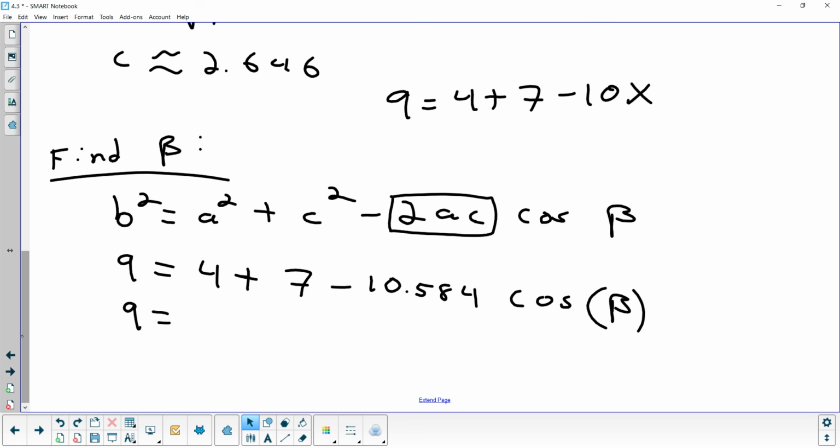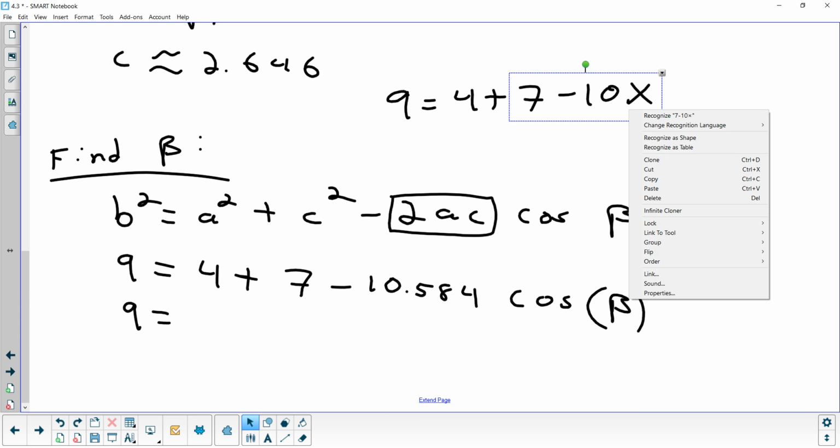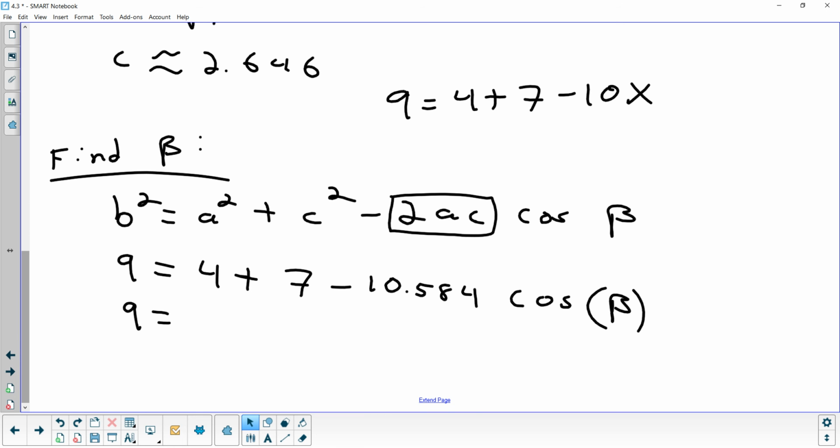What are your like terms in that one? 4 and 7. Just the 4 and the 7. Okay, that 10 is not considered a like term because it's being multiplied by a variable we don't know. Same thing's happening here. The negative 10 is being multiplied by something we don't know. So it's not a like term. And when we add 4 and 7, that gives me 11.